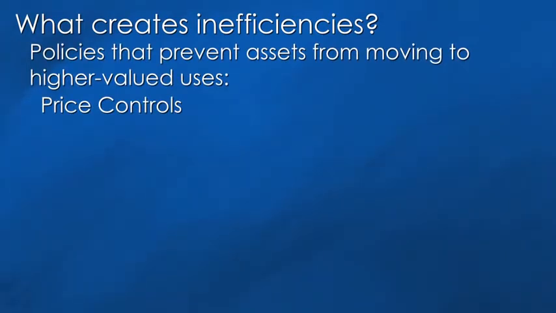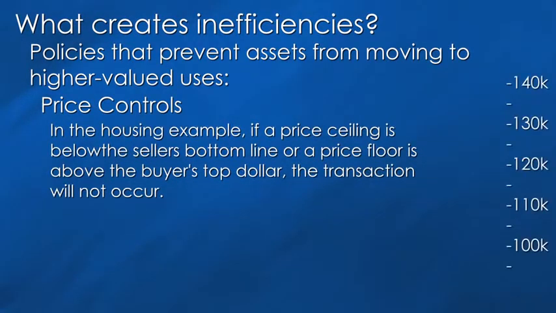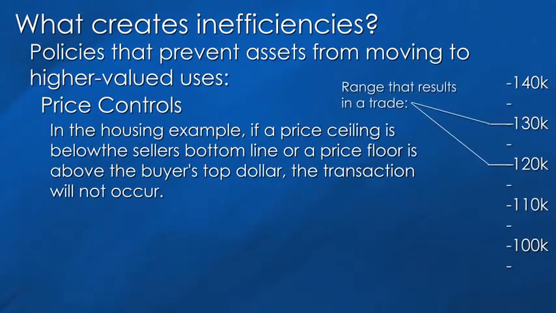Let's go back to our simple housing example. Suppose that there's a price regulation that prevents sales at prices above $110,000. $110,000 is below the seller's bottom line, so the seller's not willing to sell at that price. And so the price ceiling, the price control, prevents the asset from moving to a higher valued use.